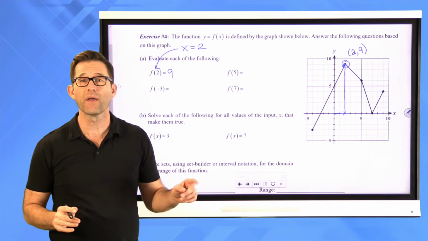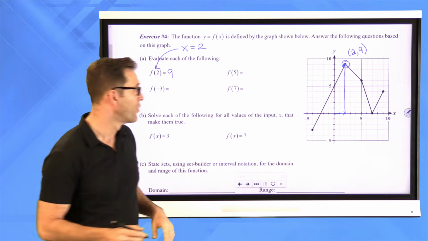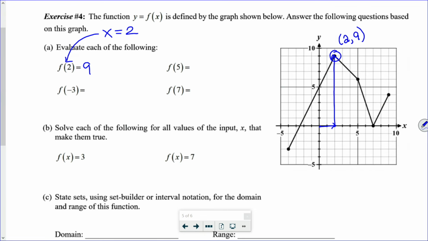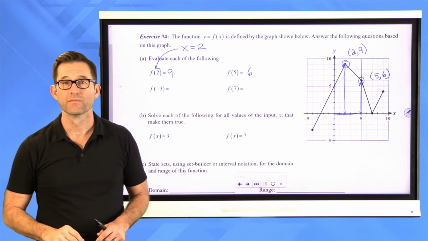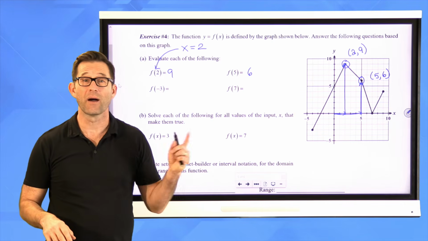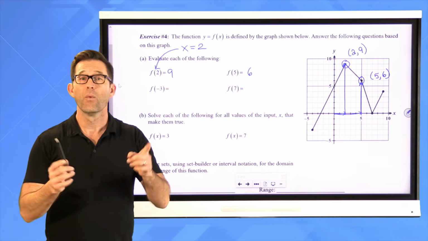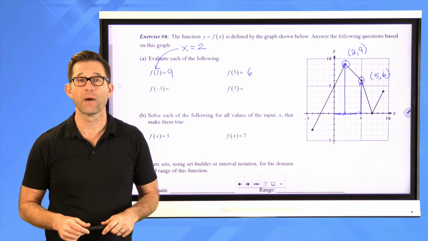That's it. Let's do another one and then have you do a couple of them on your own. Let's take a look at f of 5, right? For f of 5, I'm going to go over here to an x-coordinate of 5. I'm going to go up to the graph. That's the point 5, 6, and therefore f of 5 is equal to 6. That's it. All right? All I'm doing now is saying, look, I'm giving you the x-coordinate on the graph. What's the y-coordinate? Why don't you figure out what f of negative 3 is and what f of 7 is?